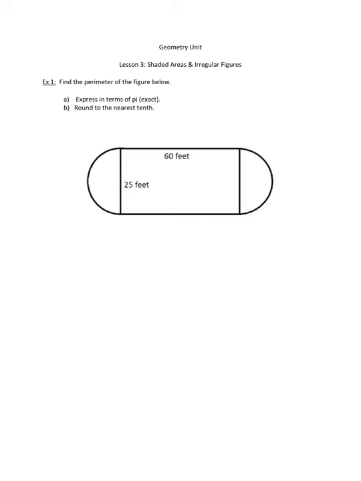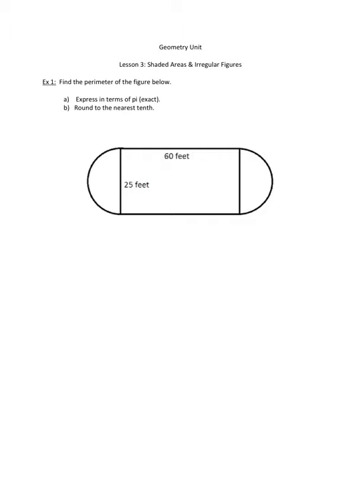Hey guys, today we're going to be looking at area and perimeter of irregular figures. So in the first example, you notice that the shape is not like a regular shape. It's a combination of a rectangle and two semicircles.